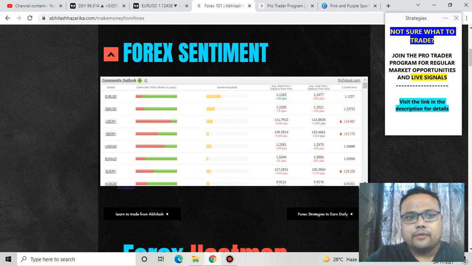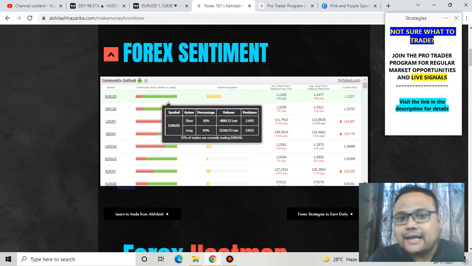And if you look at the Forex sentiment meter, you can see that 83% of retail traders are still on the long side and only 16% are on the selling side. So if you consider this data, then yes, we still have a downside for Euro USD, because generally we see that the market always moves against the sentiment meter.